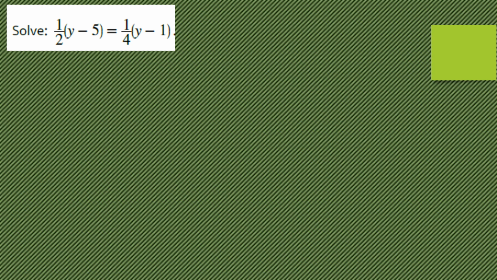All right, here's another one. Again, fractions on the outsides of parentheses, we can eliminate those by just multiplying by the LCM. We don't have to worry about what's inside the parentheses. So LCM here of 2 and 4 is going to be 4.